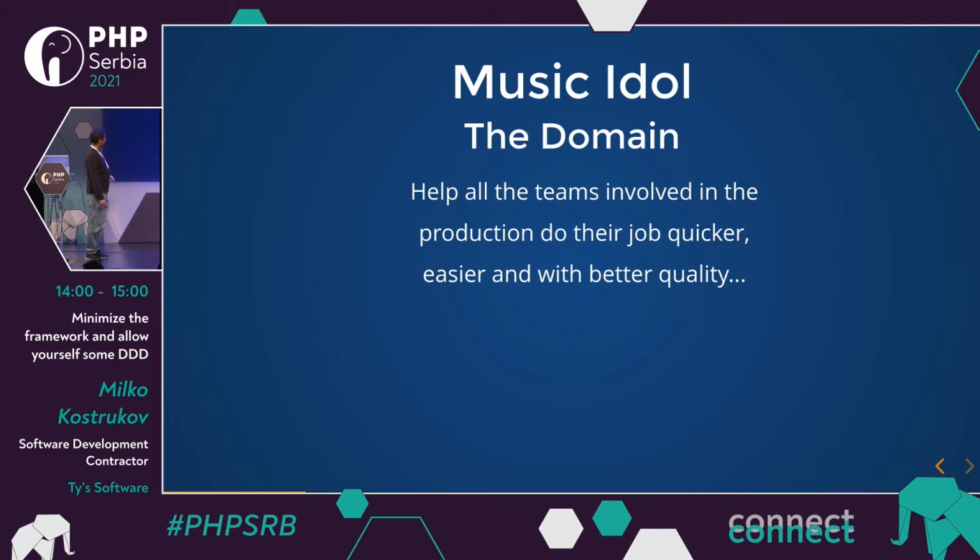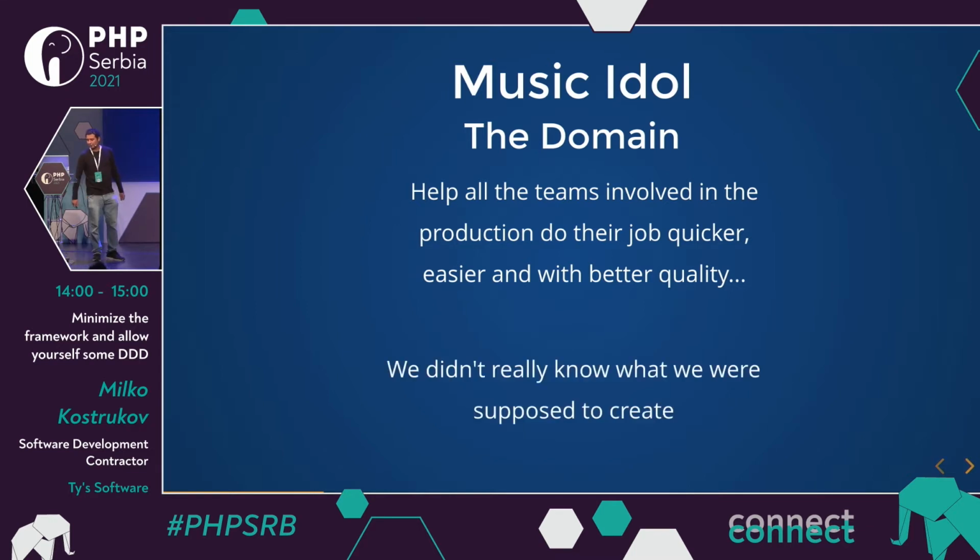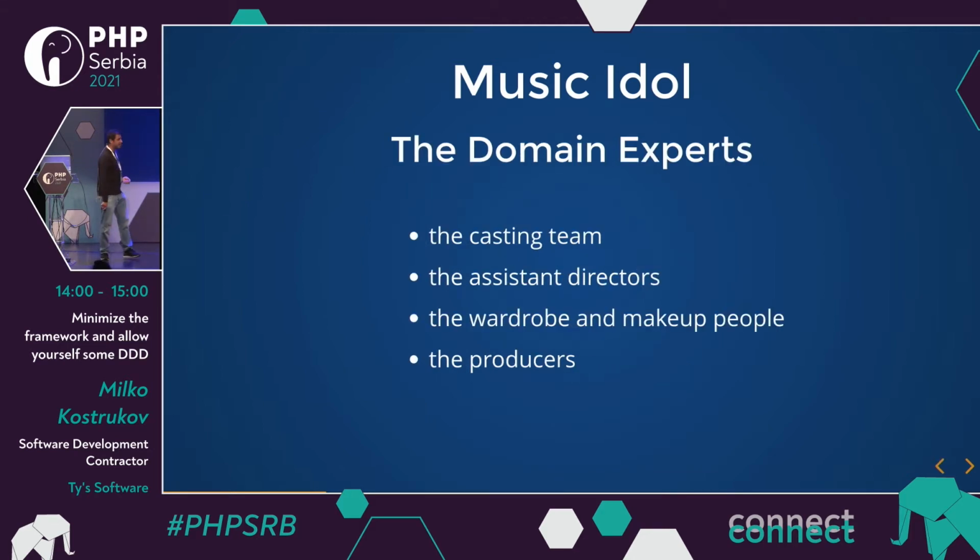Help all the teams involved in the production to do their job quicker, easier, with better quality. No idea what this actually meant. But yeah, we had to help them. So we have no idea what we're supposed to do because we have no idea what needs to happen, right? We are developers. We don't go do TV shows. So what you do in this situation is you go to talk to the domain experts.